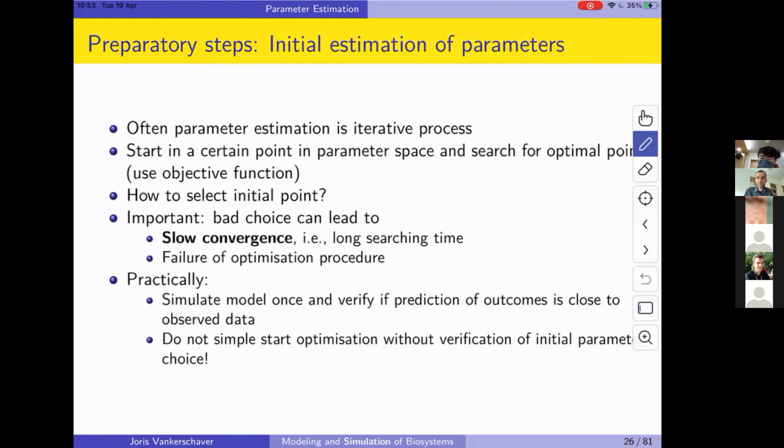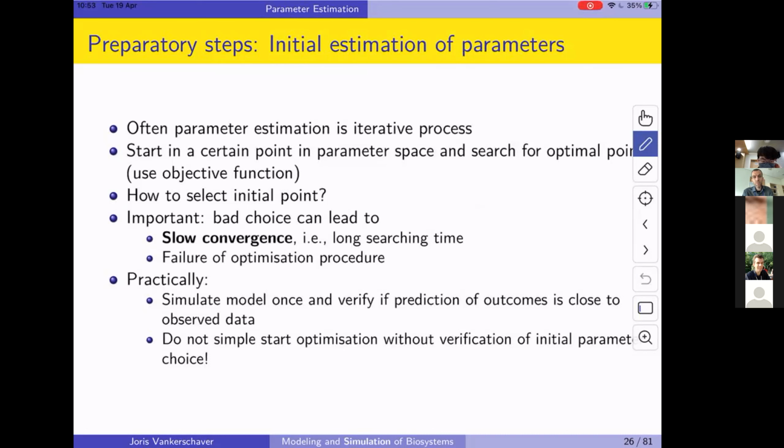So now we have a set of parameters that we want to estimate. We're happy about that. We've done our sensitivity analysis, and now it comes time to actually fit the model to the data and find out what parameters give us the minimum value for our objective function.